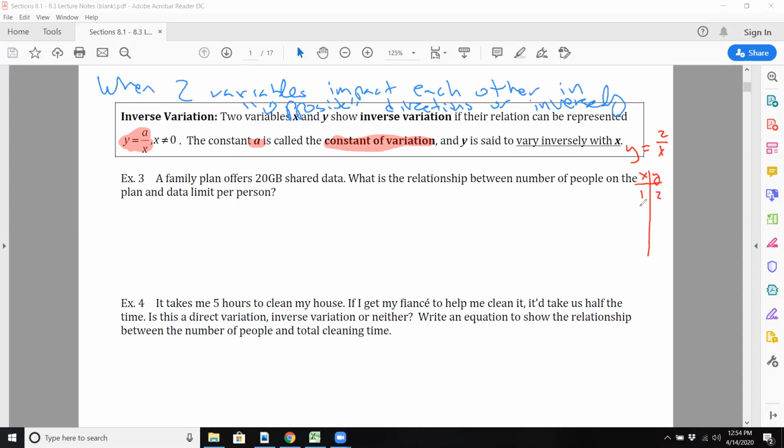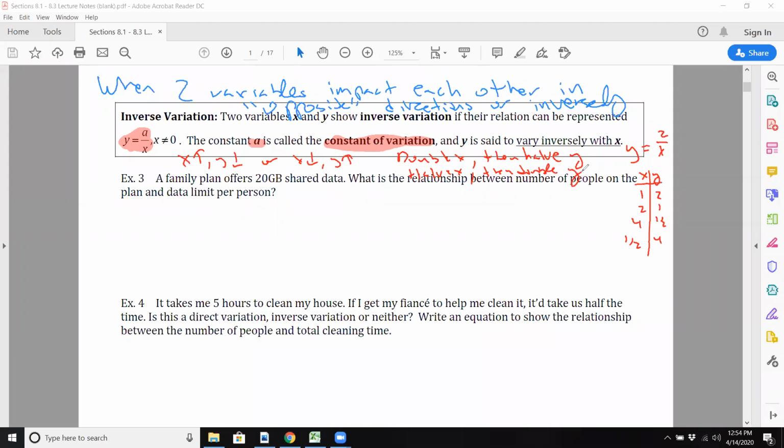X is 1, y is 2. X is 2, y is 1. X is 4, y is 1/2. If x is 1/2, y is 4. Notice how when x increases, y decreases, or when x decreases, y increases. They're going in opposite directions. So basically, x goes up, y goes down, or x goes down, y goes up. But it must do so in a proportional fashion, meaning if you double x, you halve y. Or if you halve x, then you double y.